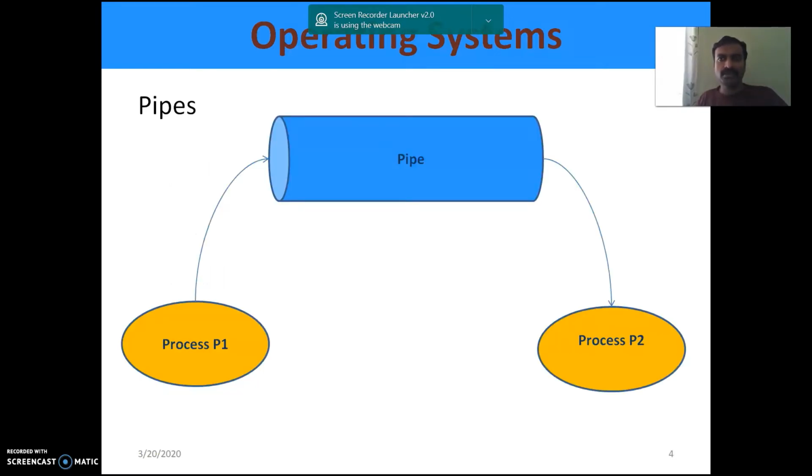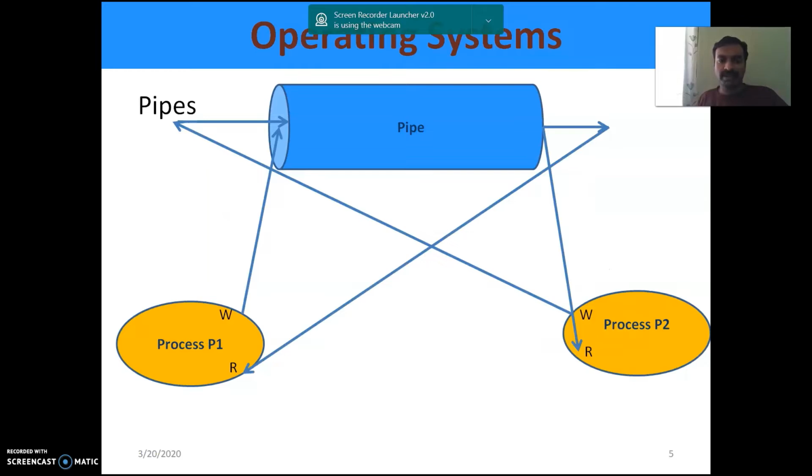Here we can see two processes P1 and P2, and they want to communicate with each other. So there is a pipe connecting them. P1 has a terminal for writing the data, and the P2 process has a terminal for reading the data. So this is a unidirectional pipe where process 1 can communicate to process 2. Now we will see a bidirectional pipe.